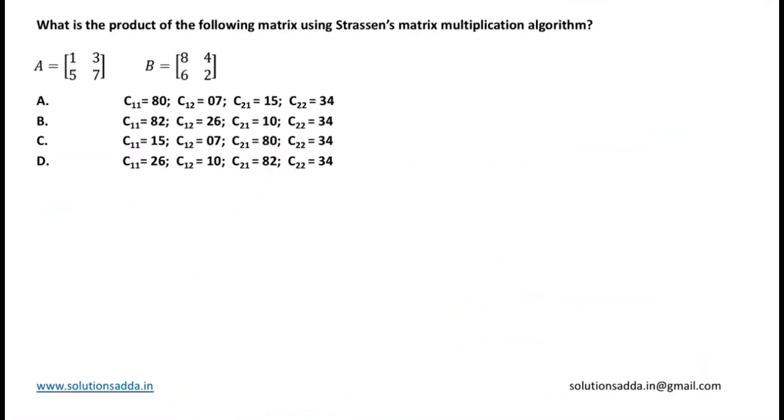This is a question on algorithms. What is the product of the following matrix using Strassen's matrix multiplication algorithm? Matrix A given to us is 1 3 5 7 and matrix B is 8 4 6 2. So we need to find the product of the following matrices using Strassen's matrix multiplication algorithm. This algorithm uses the divide and conquer strategy.